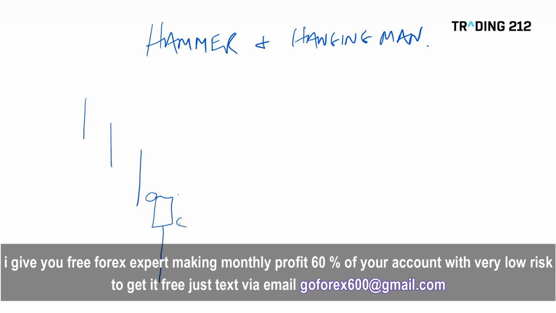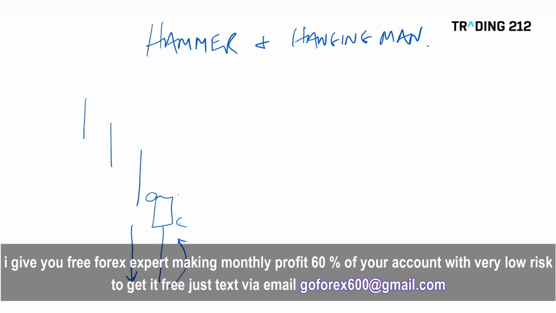But you can see what happened during the day. The market really did push lower. So it looked as if this previous downtrend was continuing. But over the course of the day, the market reverses and manages to close quite a way off the lows. So this is the hammer.